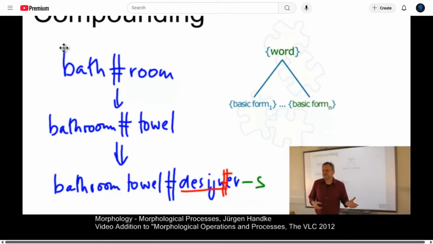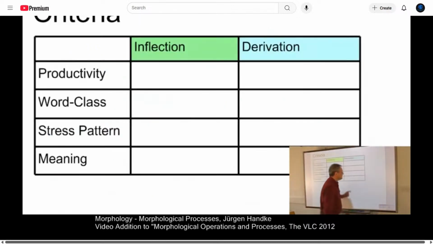Now, since formally it is easy to separate compounds from inflectional processes and derivational processes, compounds involve at least 2 base forms. We have to look at derivation and inflection in more detail and find out some criteria which keep these particular processes apart. Now, the first of these criteria is productivity. Productivity wants to answer the question whether a process applies to all members of a given class or only to some of them.